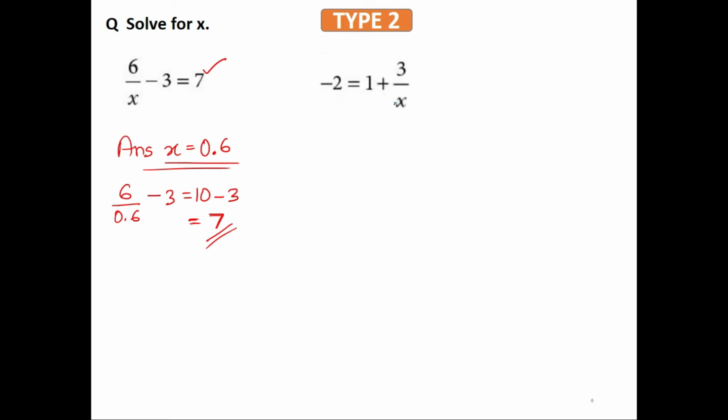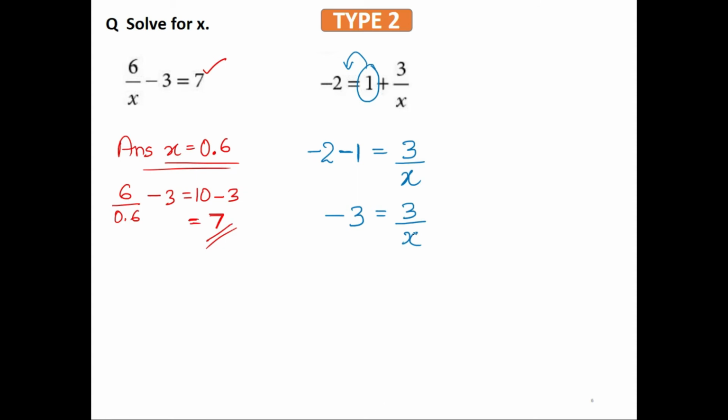Here again, you cannot directly cross multiply, not possible. So first I'll shift the number minus 1, because I have a plus 1 shifted to the other side. It's negative 1 is equal to 3 over x. So negative 3 is equal to 3 over x.